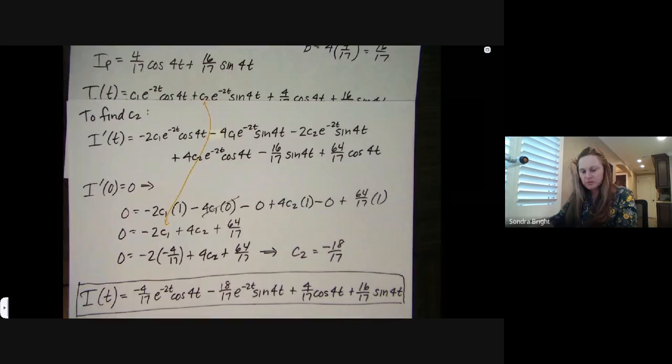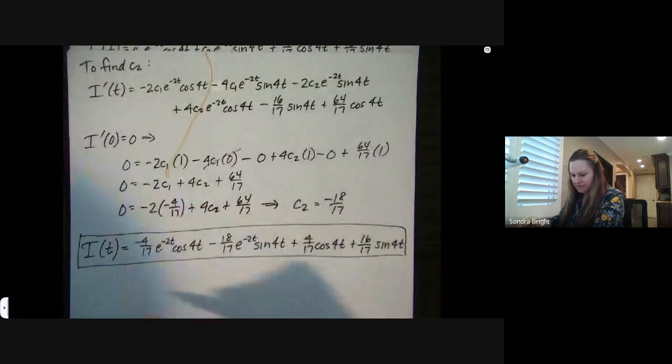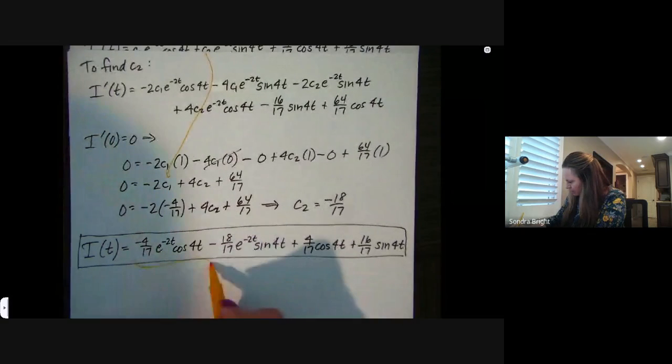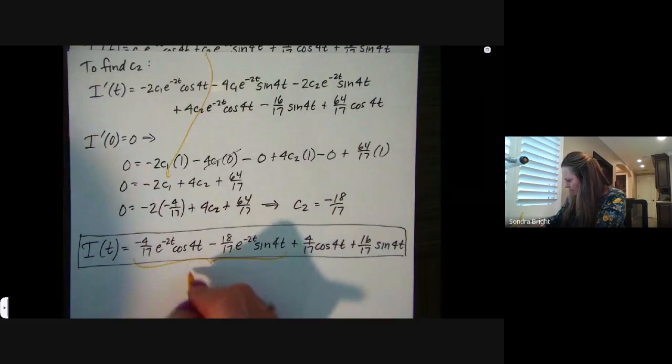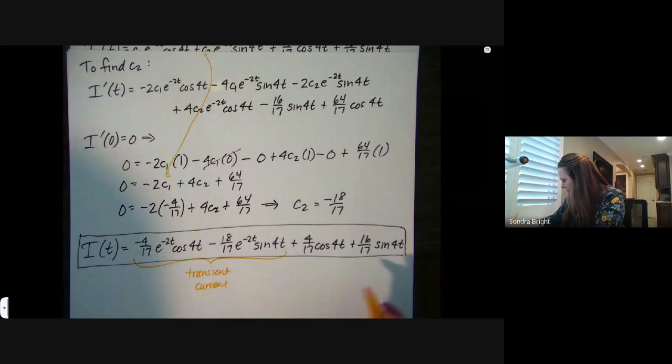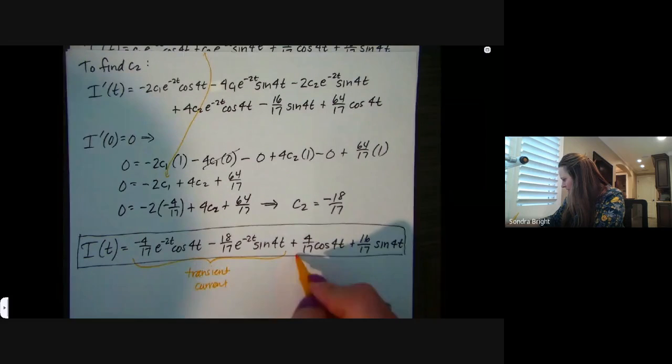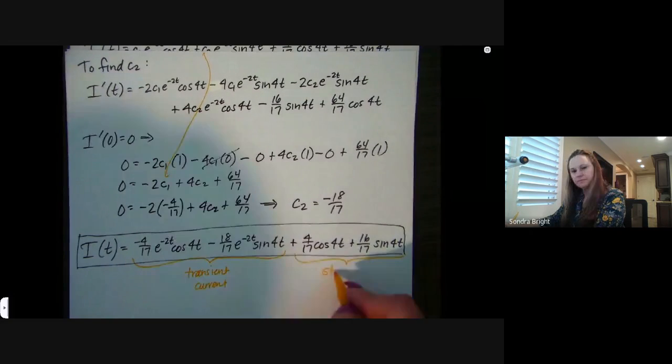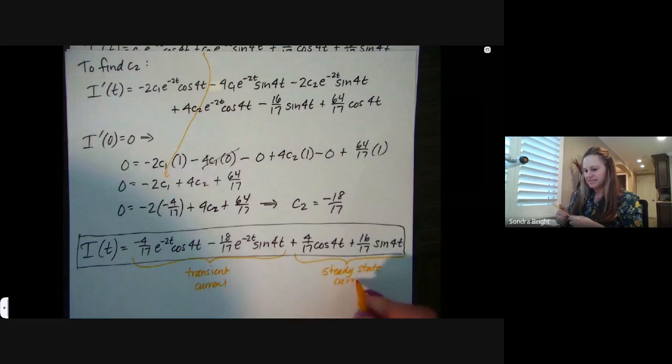And again, I'll just point out the homogeneous part, which was these first two terms. That's your transient current. And the last two terms coming from the particular are the steady state current.